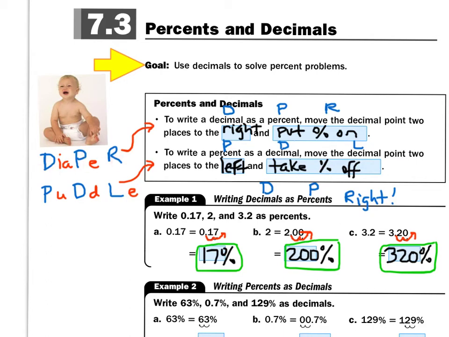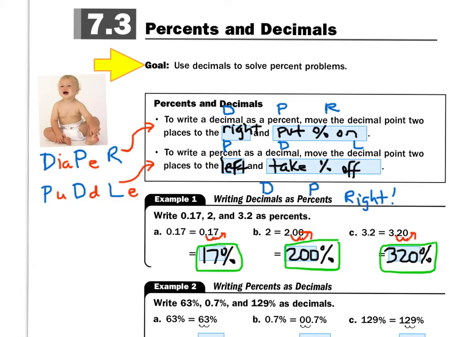And then if we want to go the other way, when we want to write a percent, put a P above it. As a decimal, put a D above it. We move to the left. So if you don't have a diaper, you're going to end up with a puddle on the floor. So percent to decimal, move it to the left.